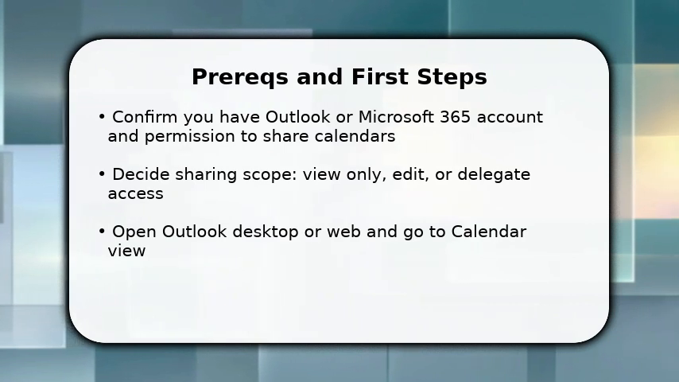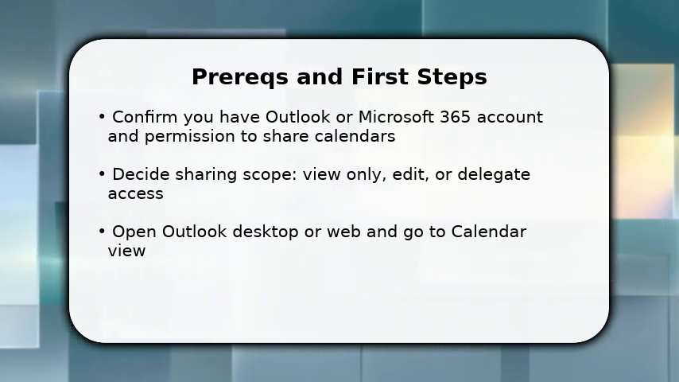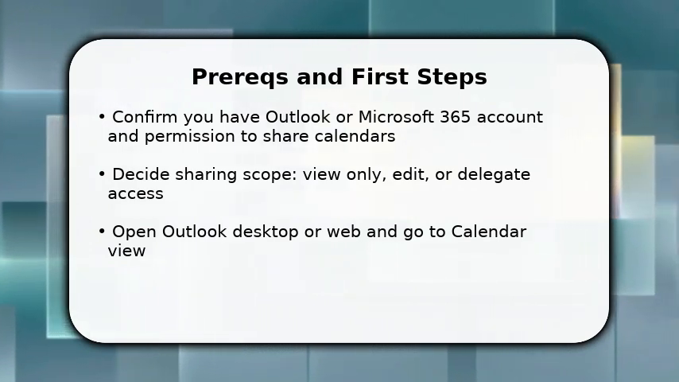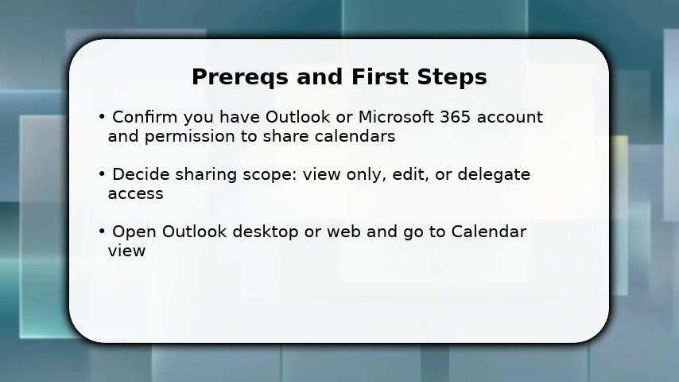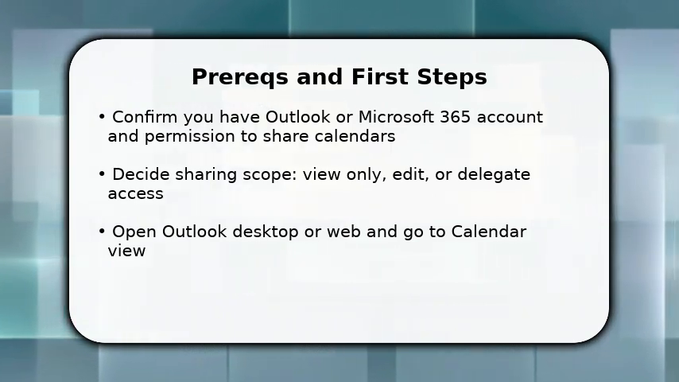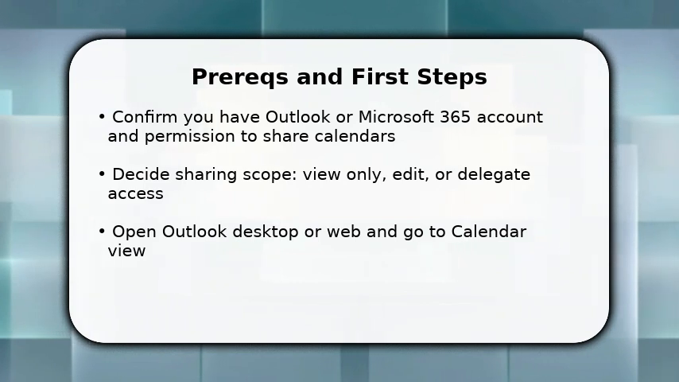Open Calendar in Outlook Desktop or Outlook on the web and select the calendar you want to share. Make sure to use the account that holds the calendar, otherwise sharing options won't appear. Now, proceed to add people or groups so the system can apply the selected permission level.